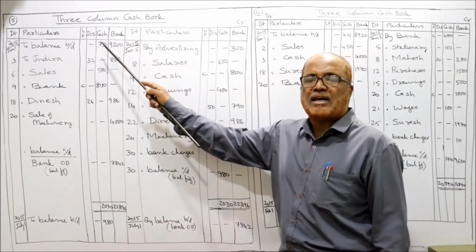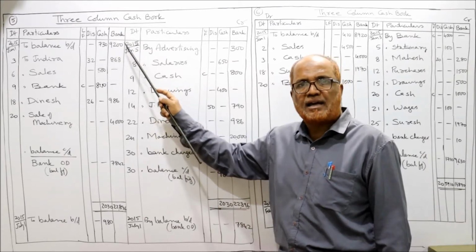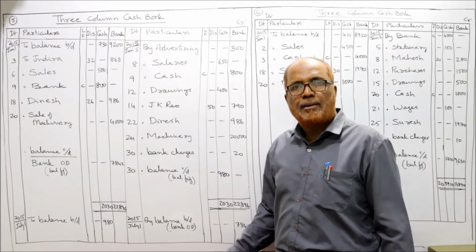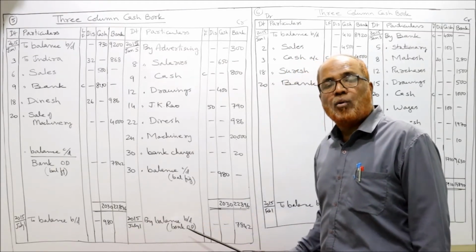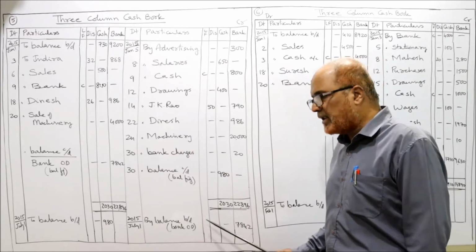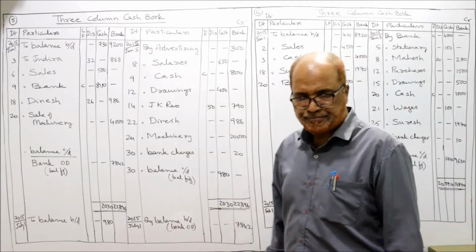Opening balance, we have cash balance and favorable bank balance. But at the end of the month, we have cash balance, but overdraft bank balance. Bank balance is overdrawn. This is the problem number 5.